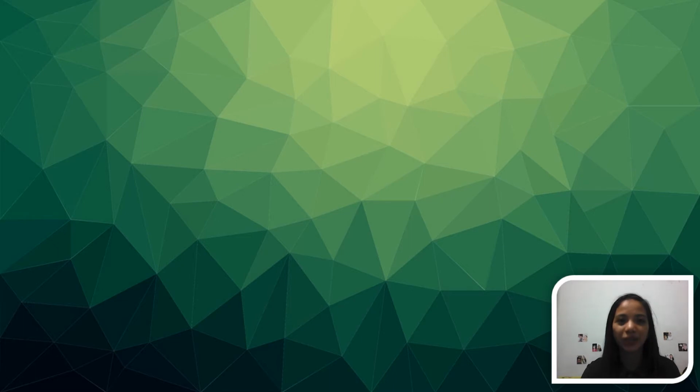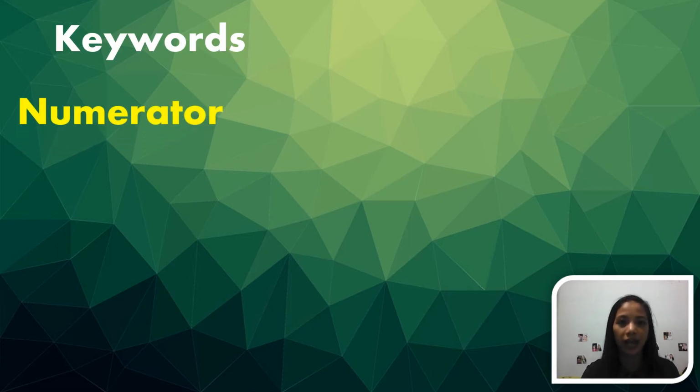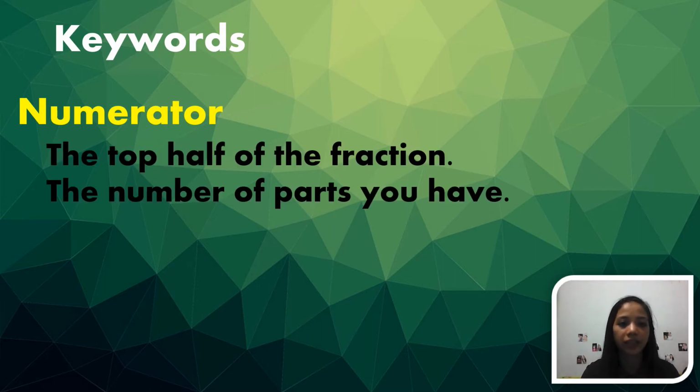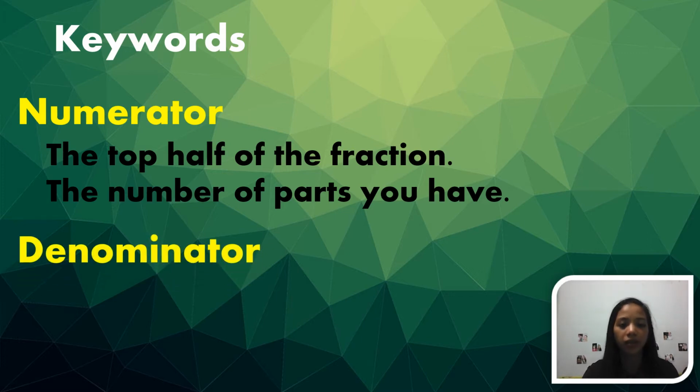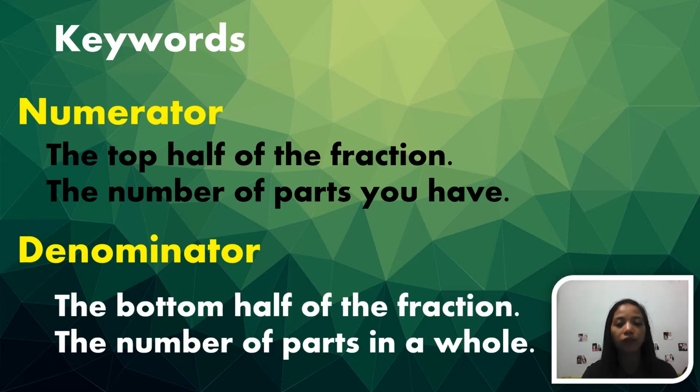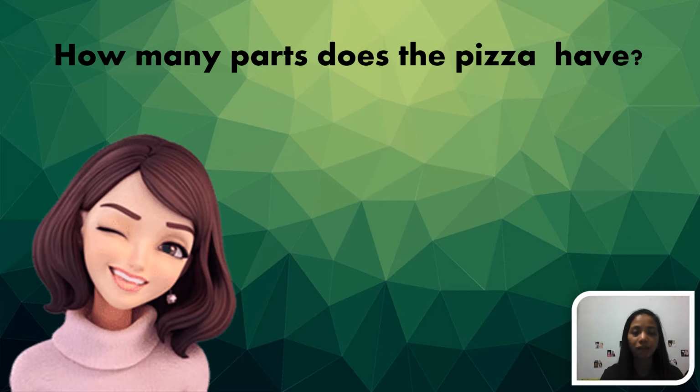We have two keywords. The first keyword is numerator. When we say numerator, it is the top half of the fraction and the number of parts you have. The second keyword is denominator. When we say denominator, it is the bottom half of the fraction, and also the number of parts in a whole.